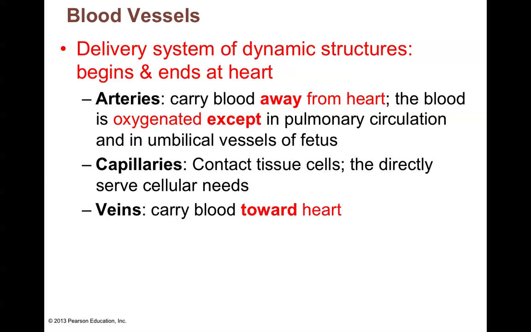Capillaries are the contact tissue cells, and these directly serve the cellular needs. In other words, they are bringing the oxygen and the nutrients to the cells in the body that are metabolizing, or alive. And they are very, very tiny. Oxygen will diffuse out from the capillaries to the body cells, and carbon dioxide will diffuse into the bloodstream at that level. Then veins will be all those vessels that are carrying blood back toward the heart.